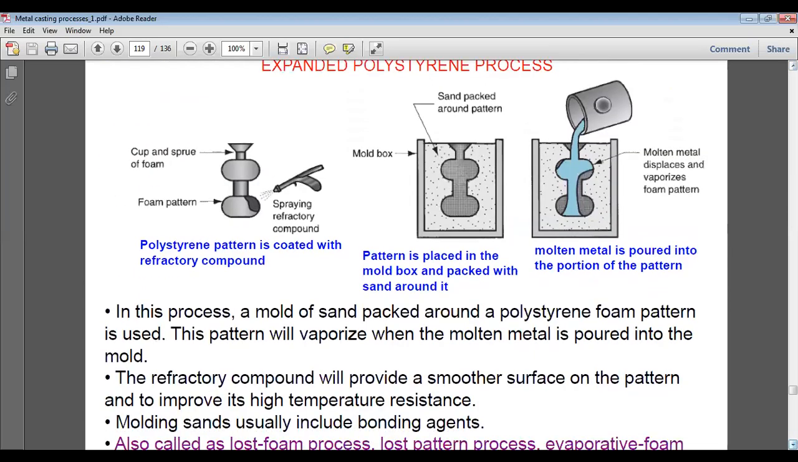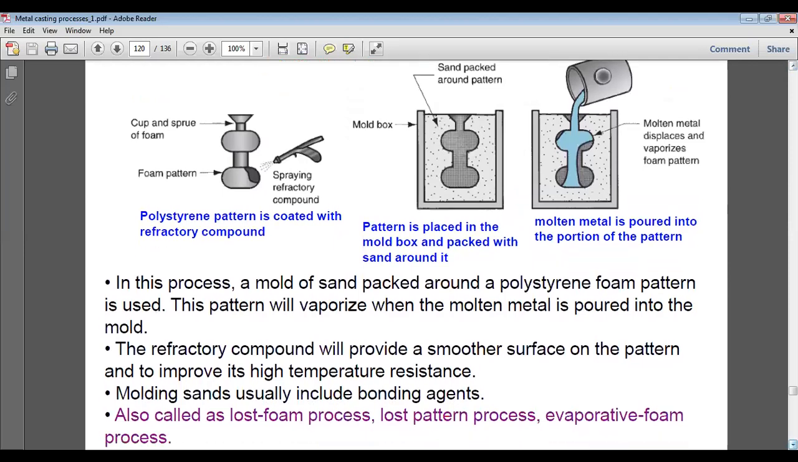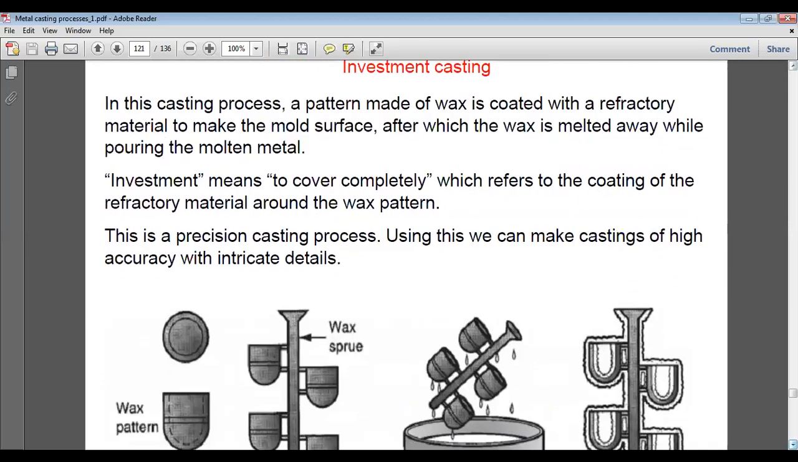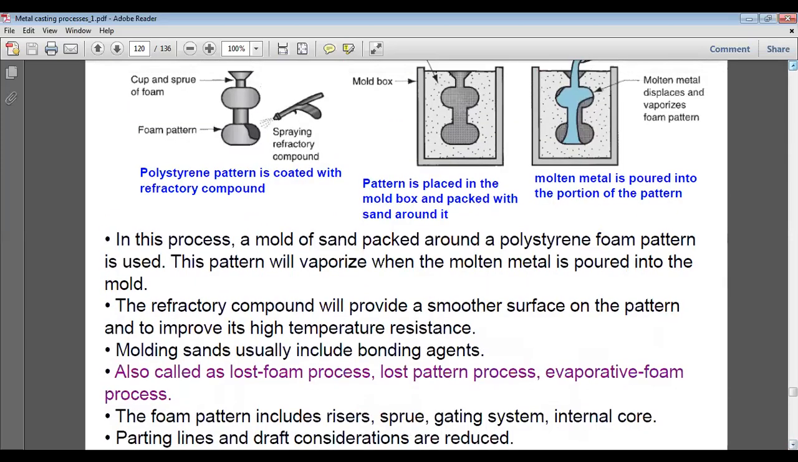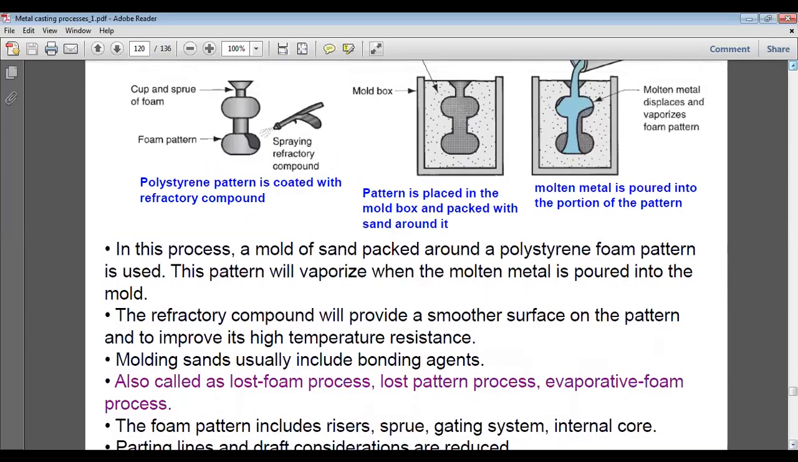But the common names are lost foam process and lost pattern process, because the pattern is lost and is not found in the molding. The pattern is reduced, lost into the vapors, so it is also called the lost pattern foam process.